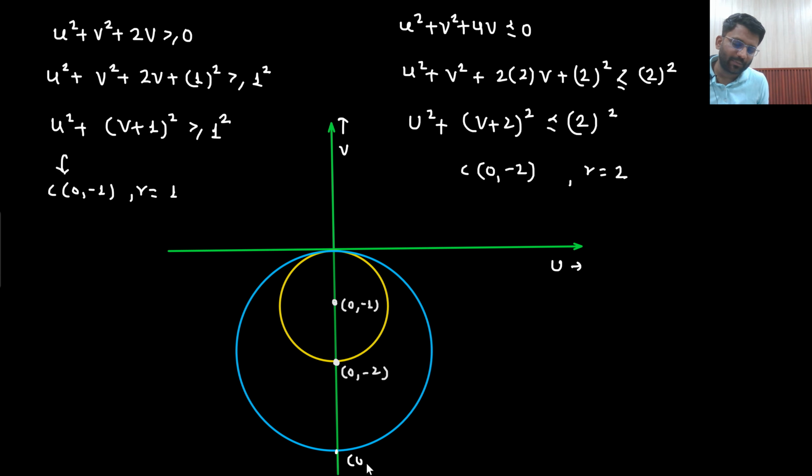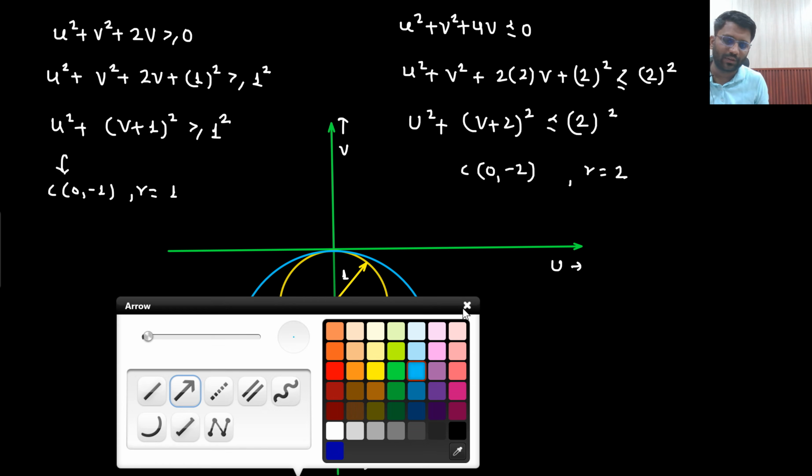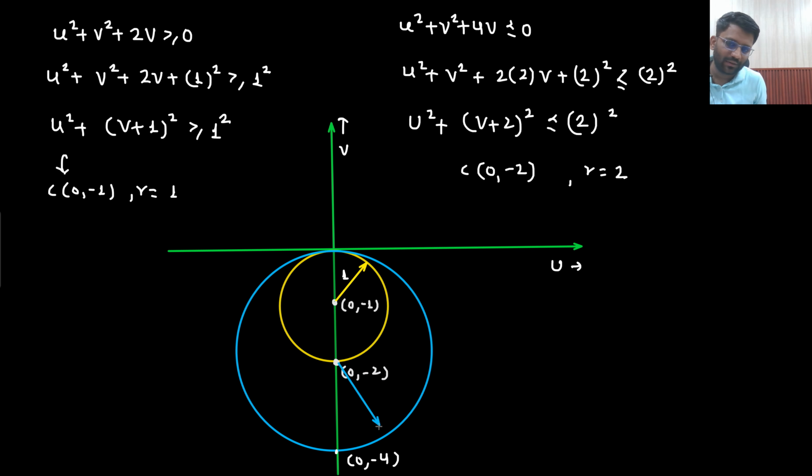What this point would become? This point would become 0, minus 4. Basically the inner circle will have a radius of 1, and the outer circle is having a radius of 2.